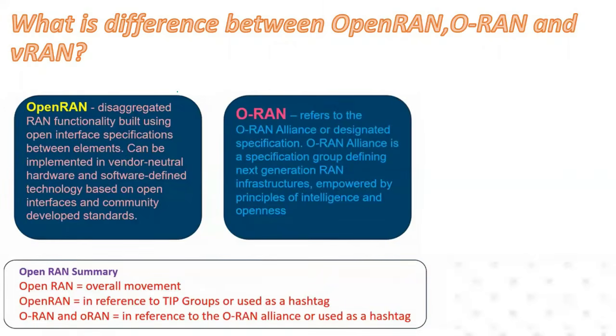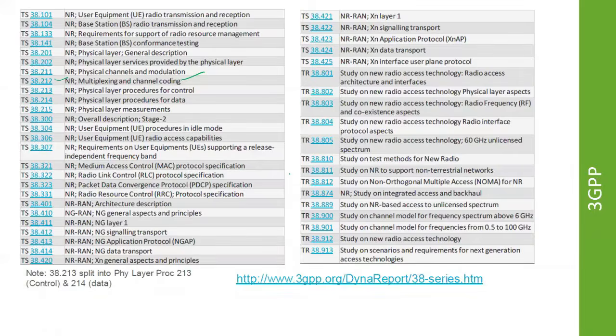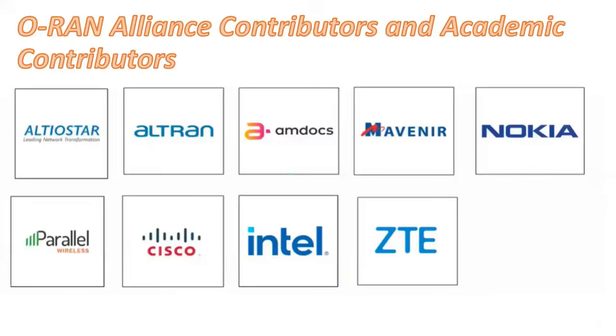Then we have discussed various differences. Open RAN is disaggregation of CU and DU, and ORAN is related to the ORAN Alliance. And then we talked about how vRAN is all about virtual RAN. So these are the ORAN.